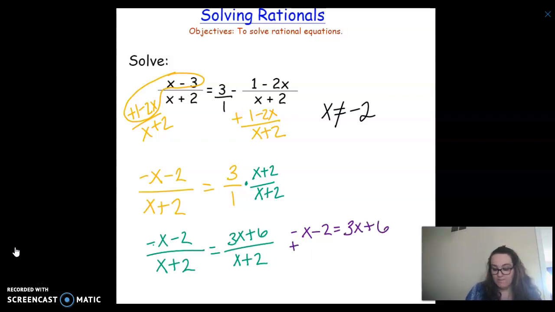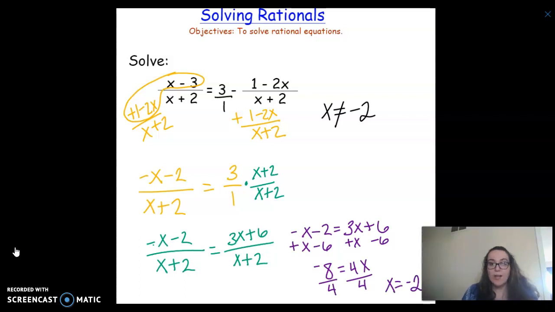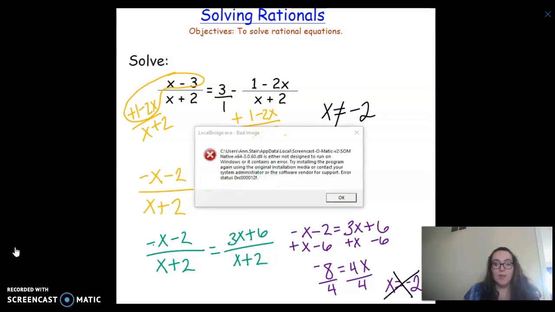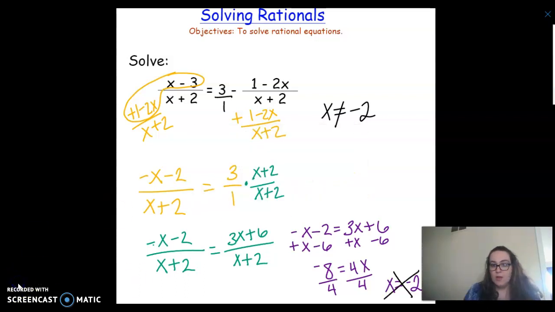Solve the equation. Ooh, I got x equals negative 2. Up here it says x cannot equal negative 2. That means if x cannot be the negative 2, then my answer is this: no solution.